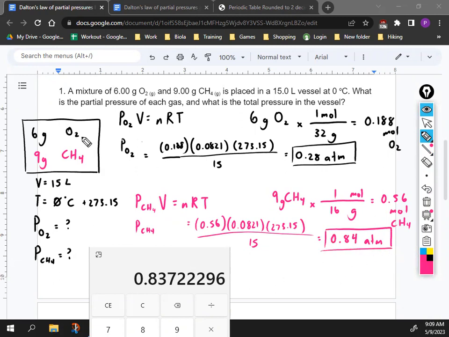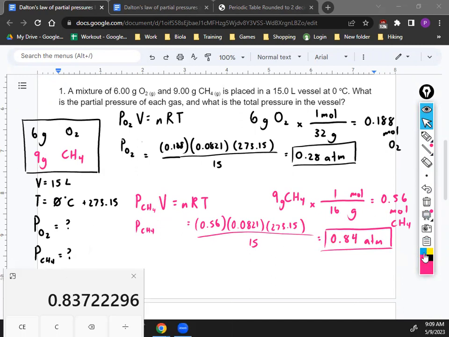All right, so that's the pressure of the oxygen. That's the pressure of the CH4. And then for the last step, in order to find the total pressure, we just need to add the pressure of the oxygen and the pressure of the CH4. So you just need to add the two numbers together. So 0.28 plus 0.84, and we get a total pressure of 1.12 atm.